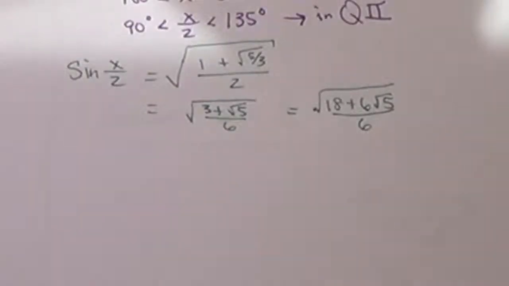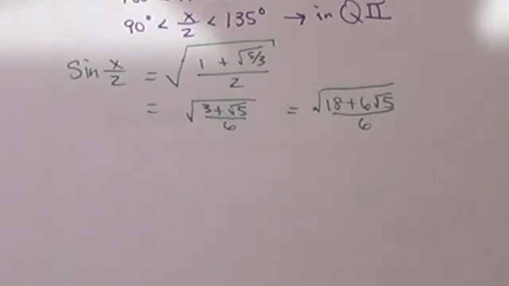So sine of x over 2 is going to be the positive square root of (1 minus negative root 5 over 3), all divided by 2. Now, again, there's going to be a lot of simplifying in this problem. So first, we're going to get rid of the 3 in the denominator of the numerator. So get a common denominator, so (3 plus root 5) over 6.